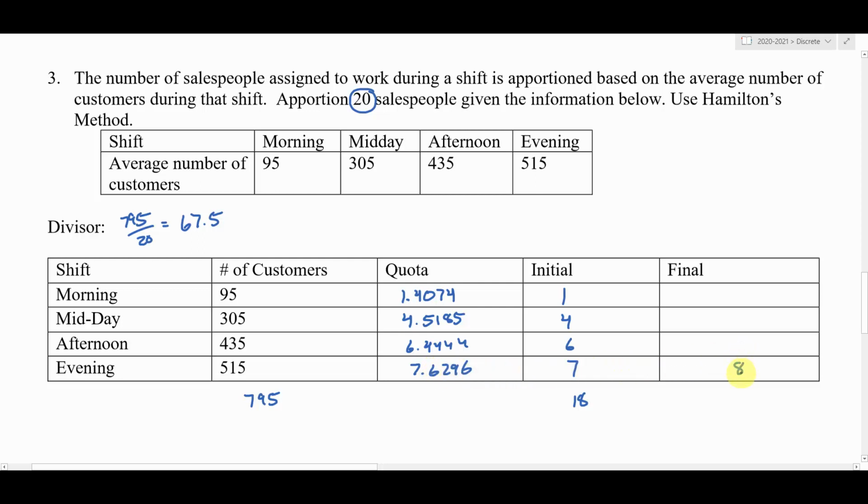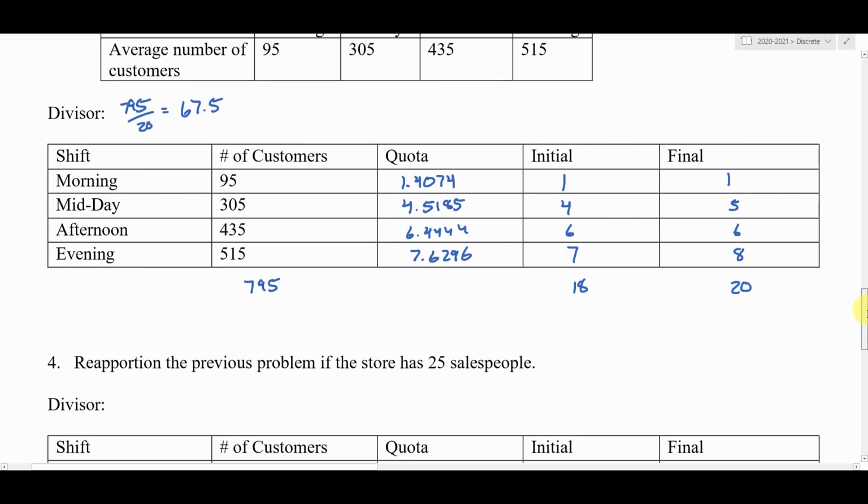So evening is going to get an additional salesperson, and then the next highest decimal portion is the 0.5 here in the midday, so they're going to go from 4 to 5. There's my two bonuses. The others stay the same, and when I add those up, I'll get 20. Okay. So now let's go to this next part.